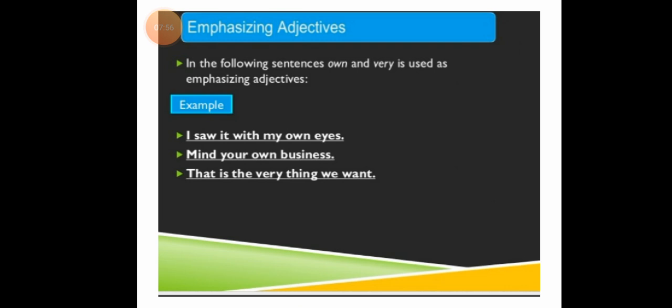Emphasizing adjectives are used when we have to make the sentence clearer. See, in these sentences, the words own and very are used. Example: I saw it with my own eyes. This is the very thing we want.